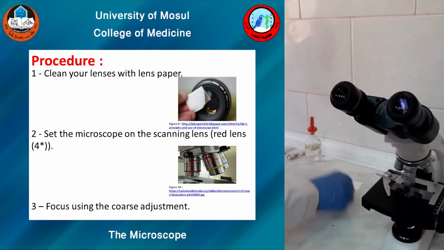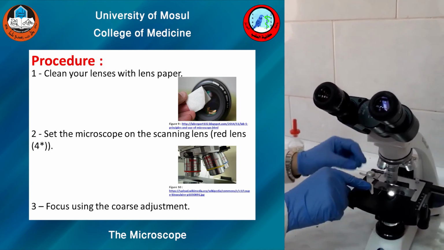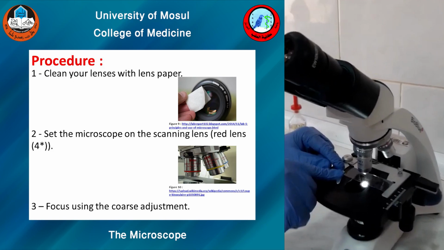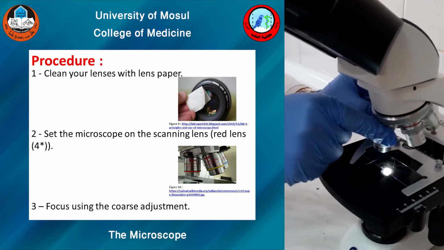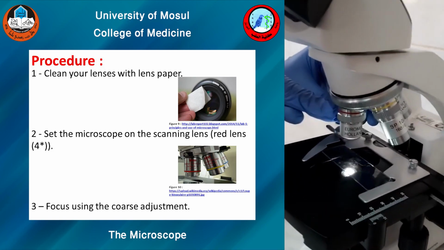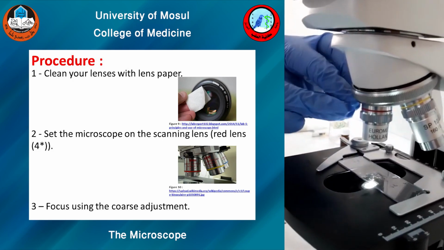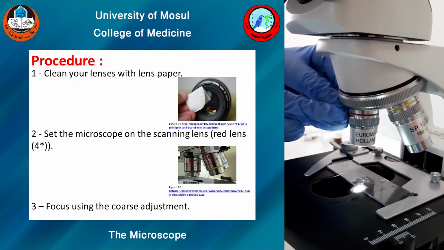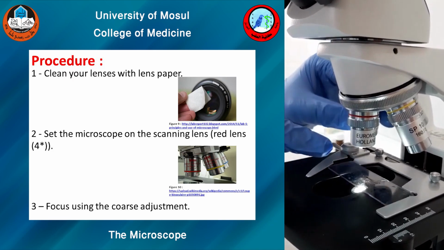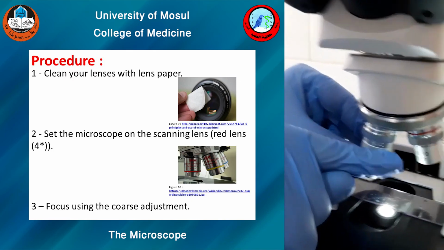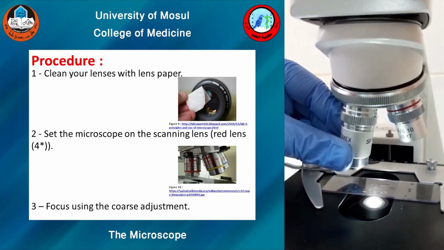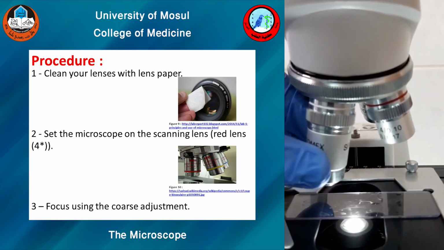Now, second, we will bring our slide and put it on the stage. Set the microscope on the scanning lens first. The scanning lens is the lens with the red line. It will magnify the object by 4 times. As you see here, 4 times magnification.